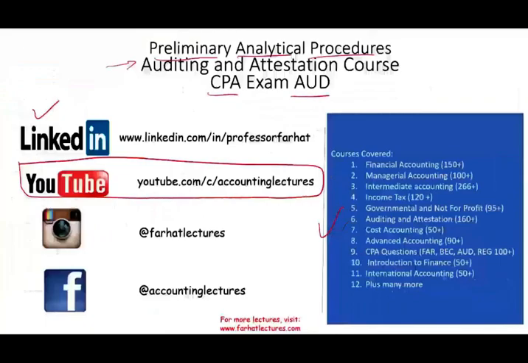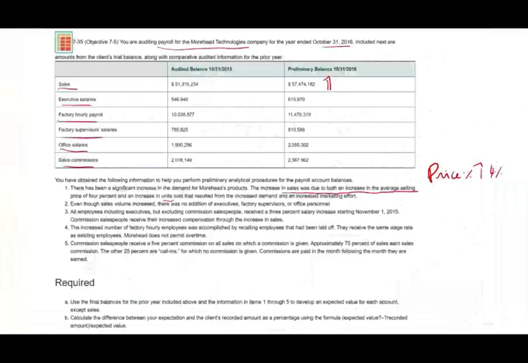Sorry about that, let me go back. And an increase in the units sold resulting from an increase in demand and an increased marketing effort. So basically, price accounted for 4% and 8% is accounted for by the actual increase in the number of sales units. So sales did go up in total 12%, 4% due to price increases and 8% due to sales volume. Even though sales volume increased, there was no addition of executives, factory supervisors, or office personnel.